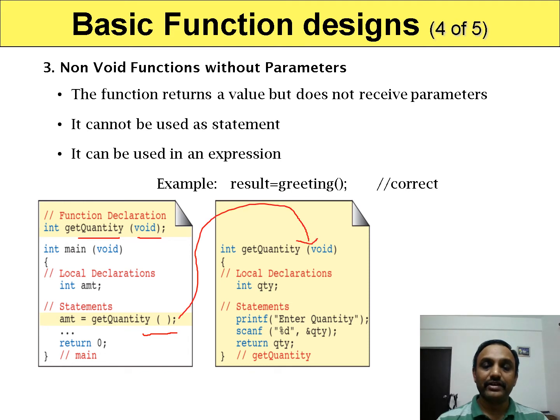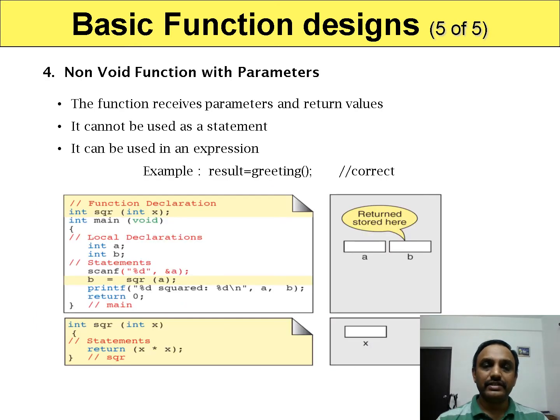Control comes here. So here we are reading the quantity value. We are returning the quantity value to the calling function. So that quantity is assigned to amount and the remaining program is executed. So like that we can design the third basic function design. So that is with return type and without parameters. Non-void functions without parameters. The last design is with return type and with parameters.